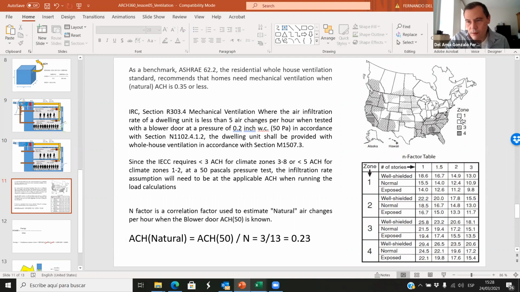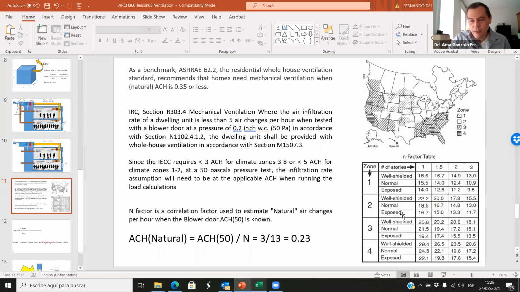So in New Hampshire, we are in zone 2. And then what about our building? Is it well shielded? Is it normal? Or is it exposed? What does it mean? When shielded, it means that the building is not exposed to the wind. If we are in the middle of a city with high-rise buildings, the building is well shielded because we have buildings around our own building. Okay, so it's not exposed.